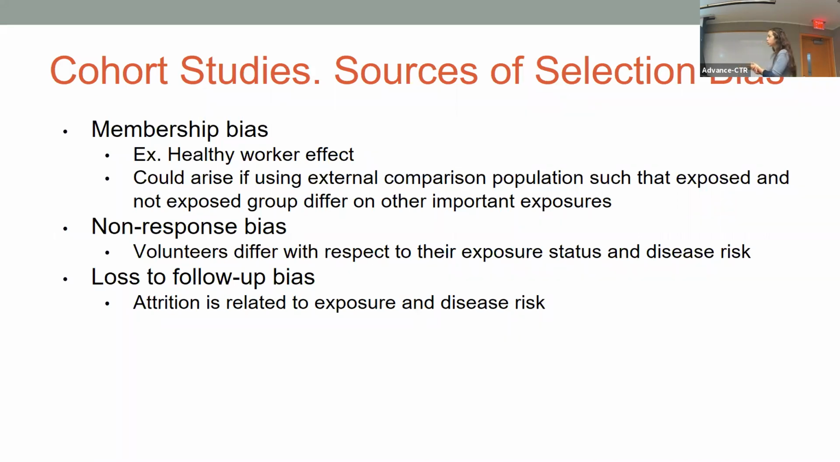Another source of selection bias that can come up in a cohort study is non-response and loss to follow-up. And both of these are pretty similar.